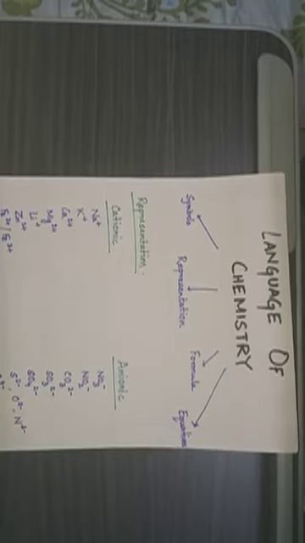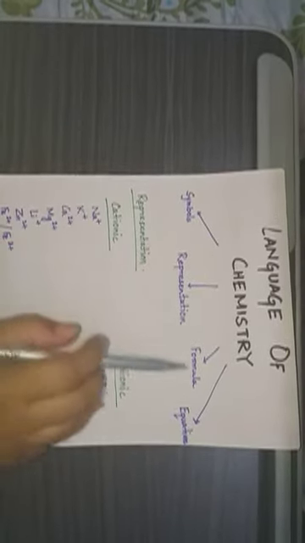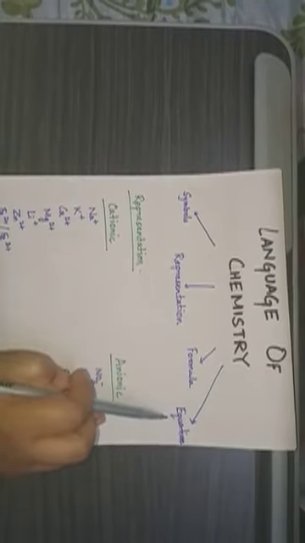Now again, what I have done is I have divided my chapter into 4 essential things that you need to understand the language of chemistry. When I say the language of chemistry, what I mean is how you are going to represent the elements, compounds, and how you are going to write chemical formulas using them. So I have divided my chapter into symbols, representations, formulas, that is chemical formulas, and equations, that is chemical equations.